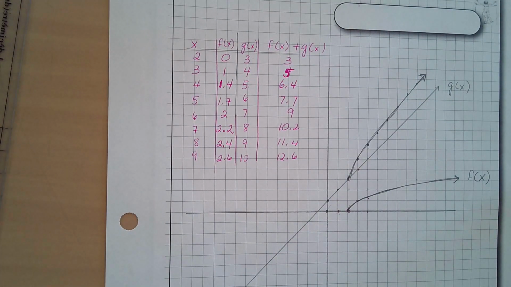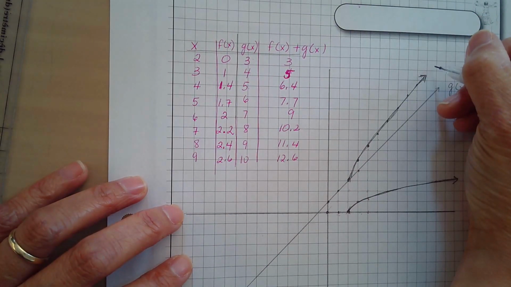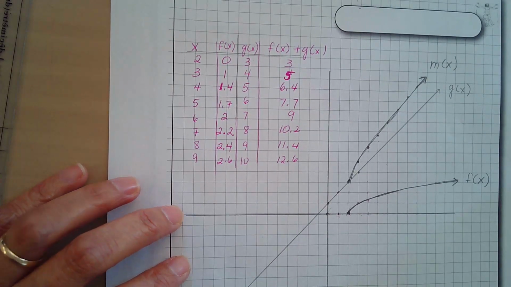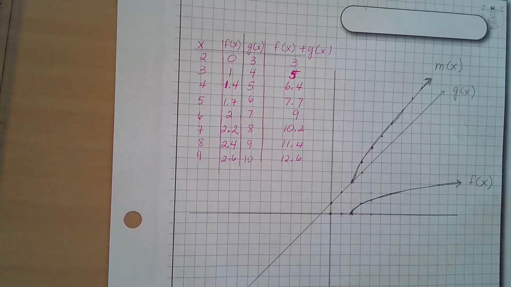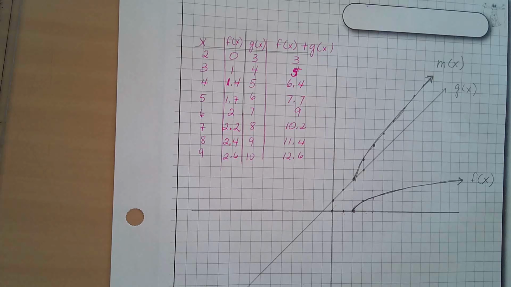So we have the f of x, we have the g of x. Now this one here is the m of x, which is the combination of those two. Okay, good. So far so good? Yeah? That's pretty easy, right?